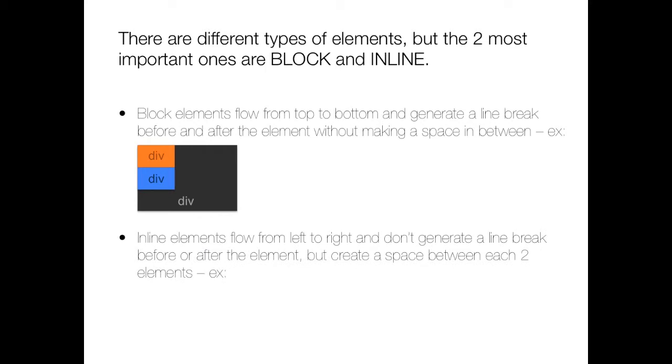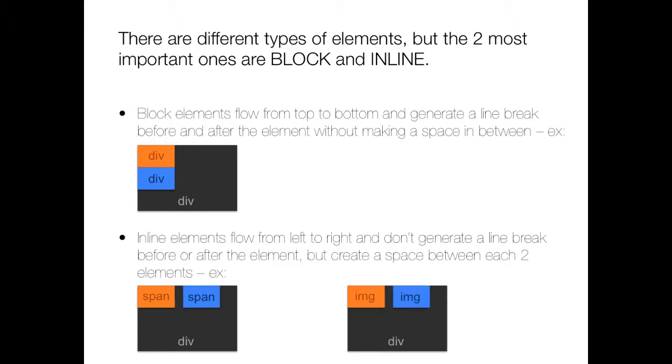Inline elements flow from left to right and don't generate a line break before or after the element, but create a space between each two elements. For example, the span. So if we have two spans in an HTML document, when that document is opened in the browser, we see the spans next to one another and not under each other. We also see a small space between the two spans. The image is also another example of an element that behaves inline. It's actually a block inline element, as we'll see in the next slide.